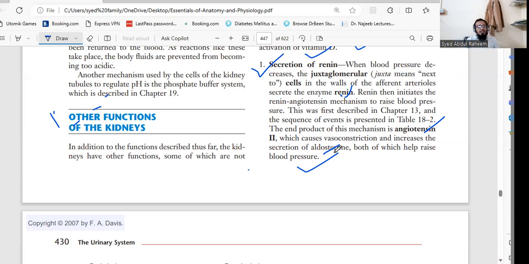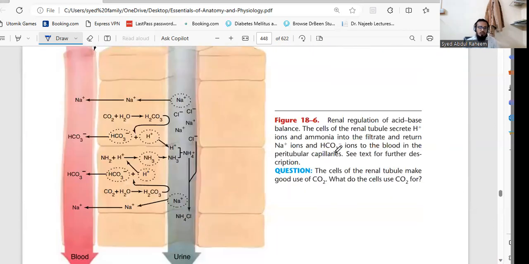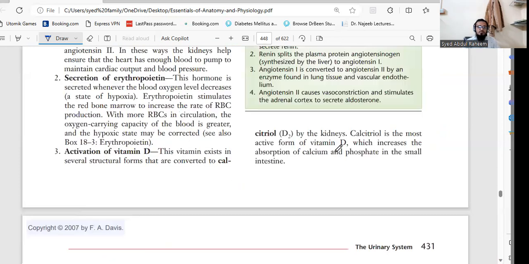Initially it will work to compensate the blood pressure, but for long-lasting problems like chronic kidney disease, ischemic heart disease, or any valve problems, you have to treat the problem. You need to treat the heart.